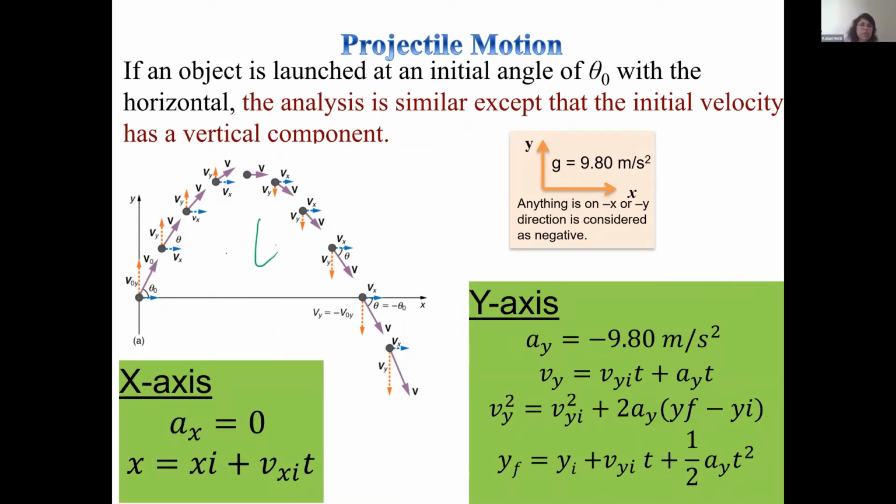This motion will take the same time, right? Both directions have the same t notation, but other things will change accordingly.